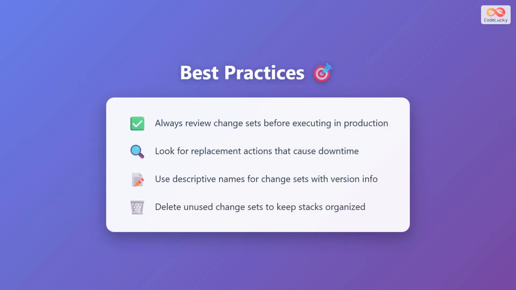Let's review some best practices for working with change sets. Always review change sets before executing in production environments. Look specifically for replacement actions that could cause downtime or data loss. Use descriptive names for your change sets that include version information or dates. And finally, delete unused change sets to keep your stacks organized and avoid confusion. Following these practices will help you maintain safe and predictable infrastructure updates.